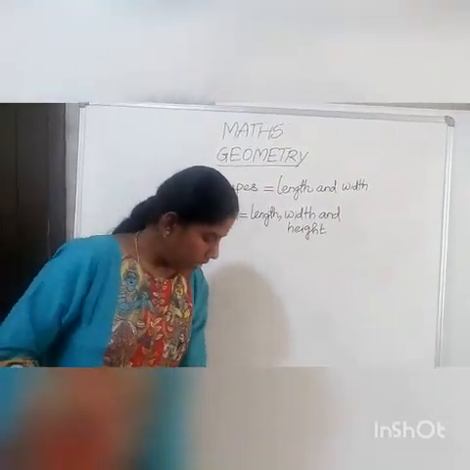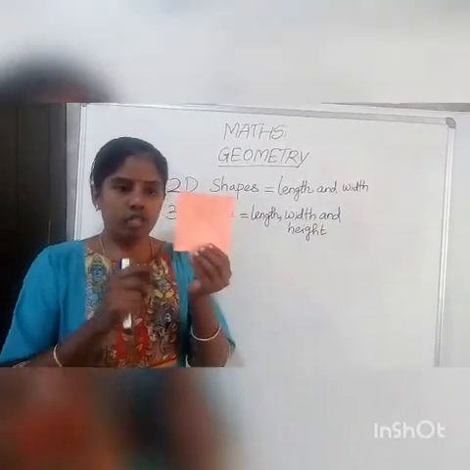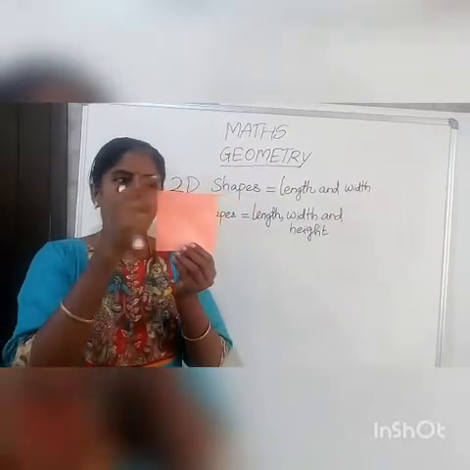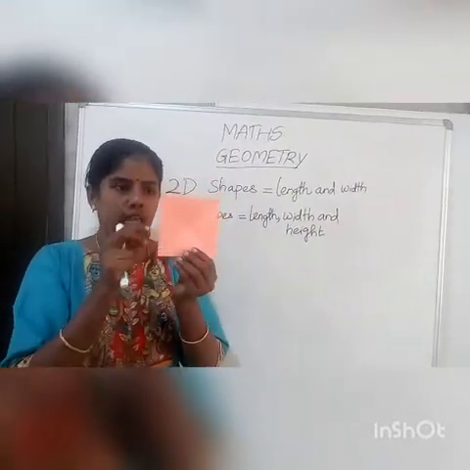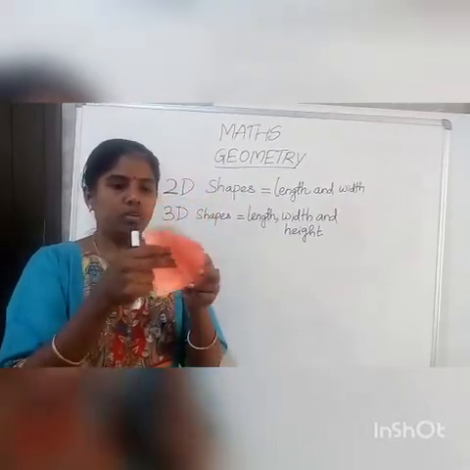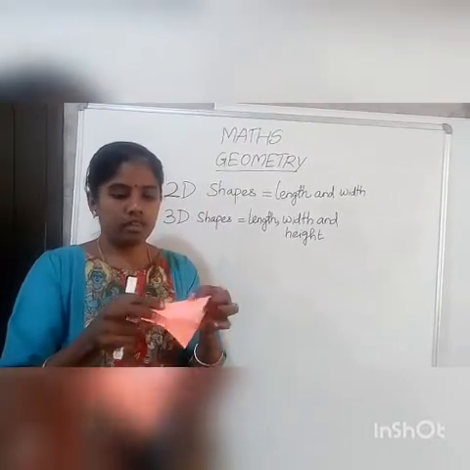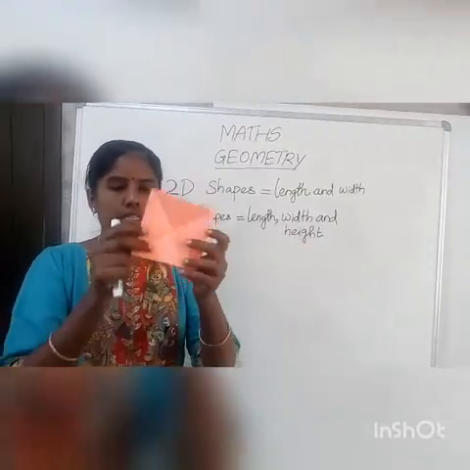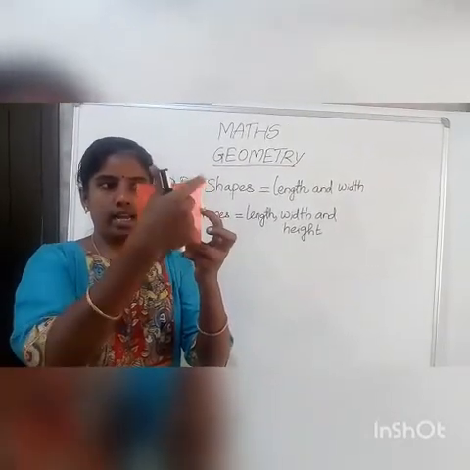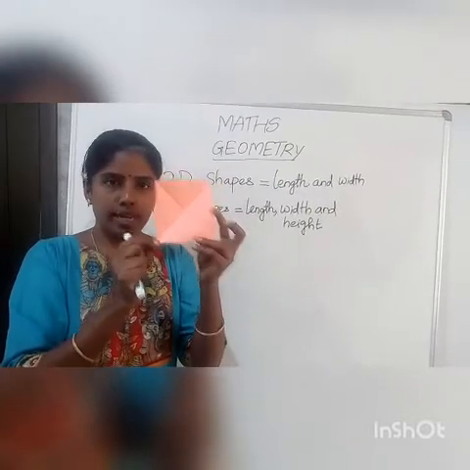Okay. The next shape that we learned was a square. A square also has four sides which are equal and four vertices. And a square has two equal diagonals. So when I fold it like this, you can see the lines going in between, right? So this is one diagonal and this is the other diagonal. So a square has two equal diagonals.